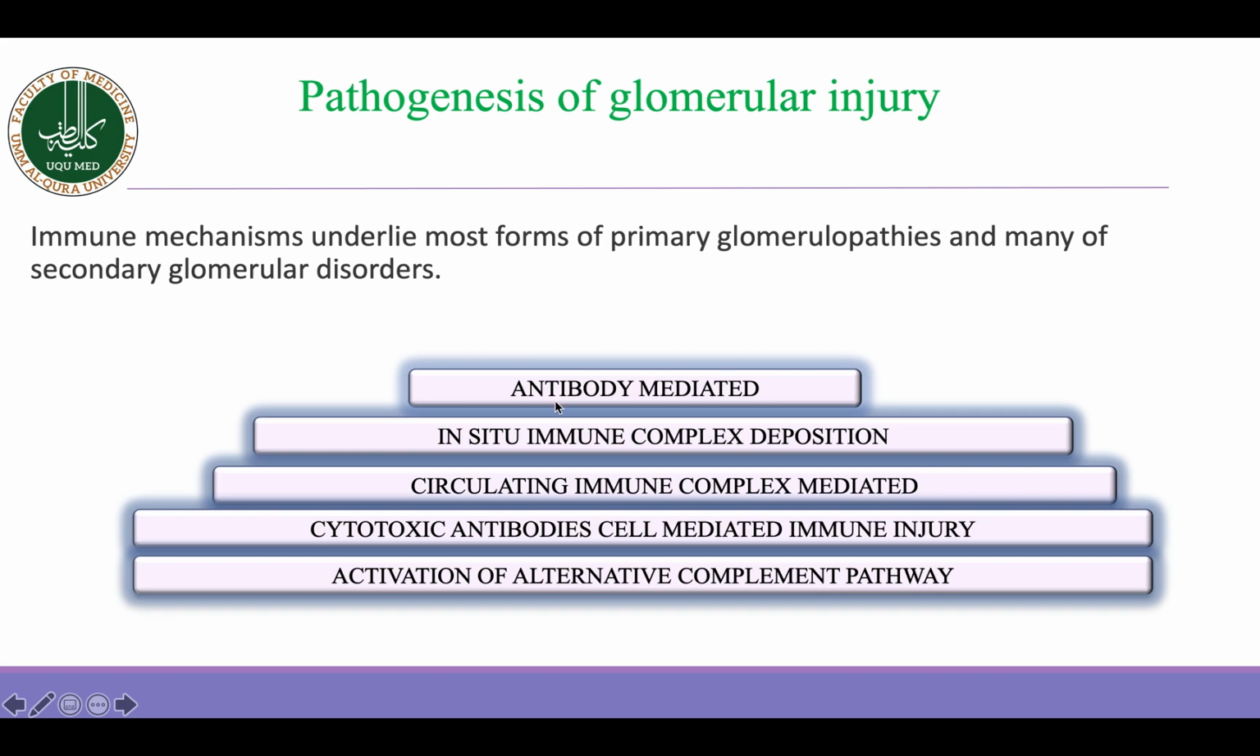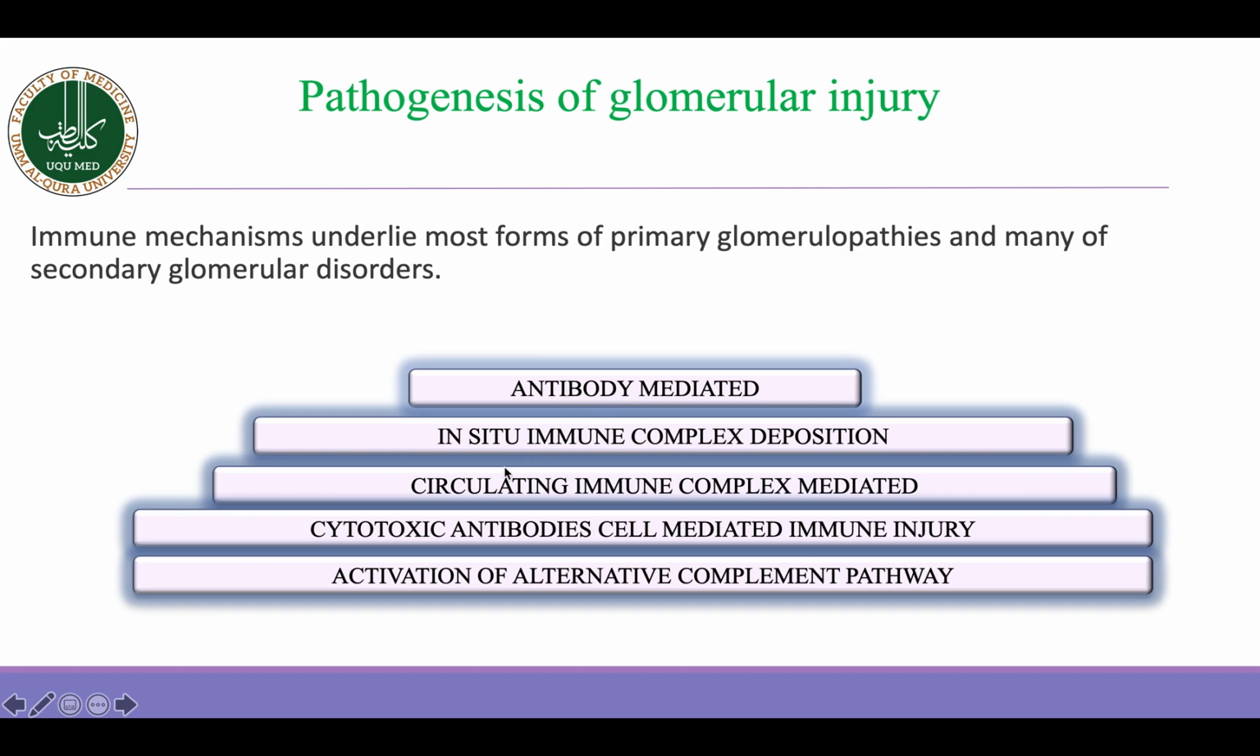If you remember, antibody mediated is a typical type 2 hypersensitivity reaction where there is an antigen antibody reaction. So in the kidney there is a molecule that is considered antigen, and there is antibody coming from the circulation that binds to this antigen, and we call it antibody mediated immune disease. A typical example is type 2 hypersensitivity reaction. Circulating immune complex is a typical type 3 hypersensitivity reaction where we have antigen antibody complex circulating in the blood, then deposited in the kidney, resulting in injury of the kidney.